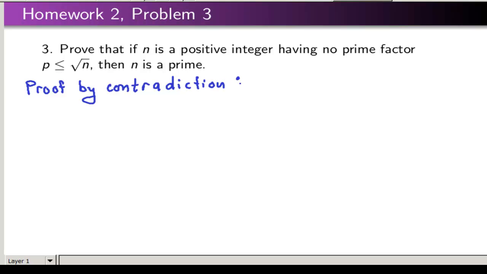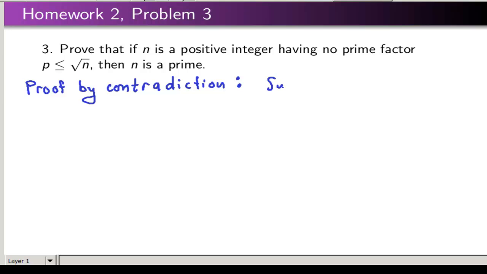Proof by contradiction. So what does that mean? You're going to use the same hypotheses, but you're going to assume the opposite of what you're trying to conclude. So we want to assume that n is a composite.